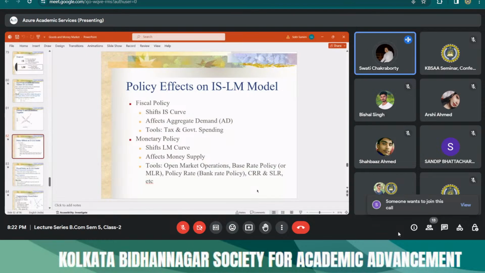On the other hand, when we talk of monetary policy, it affects the LM curve, as we just saw. That's where we talk of the money supply. The different tools used are open market operations, base rate policy, or as we say MLR, policy rate or bank rate policy, CRR, SLR, and so on and so forth. There are a lot of other tools out there also.